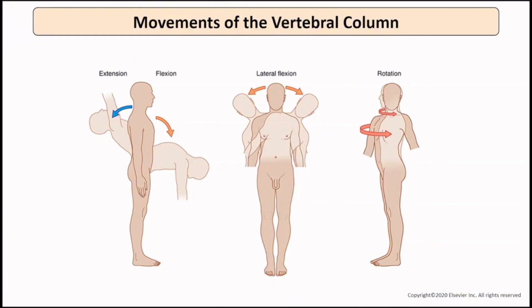Movements of the vertebral column include flexion, extension, lateral flexion, and rotation. The amount of movement in each region of the spine does, however, vary. The cervical spine permits movement in all directions. The thoracic spine moves in all directions but is more limited than the cervical spine, while the lumbar spine allows considerable flexion and extension but less lateral flexion and rotation.